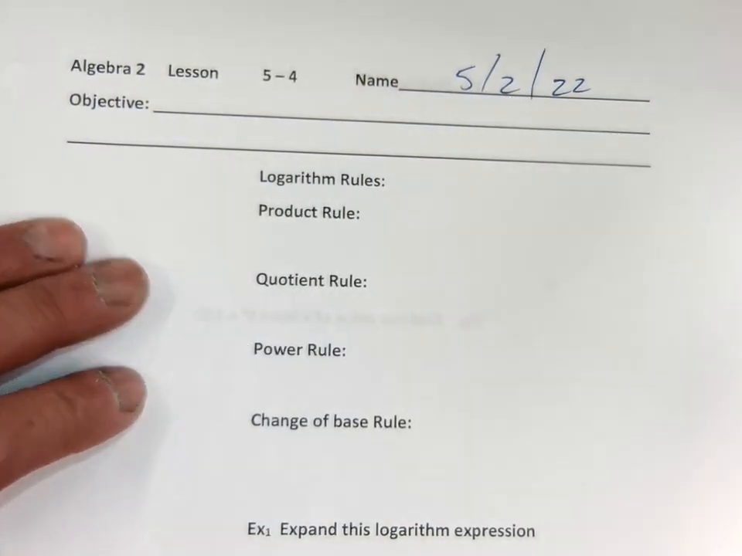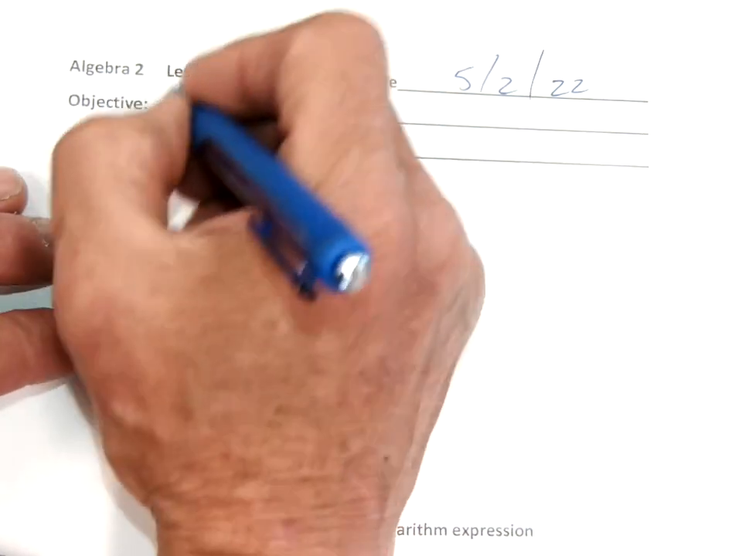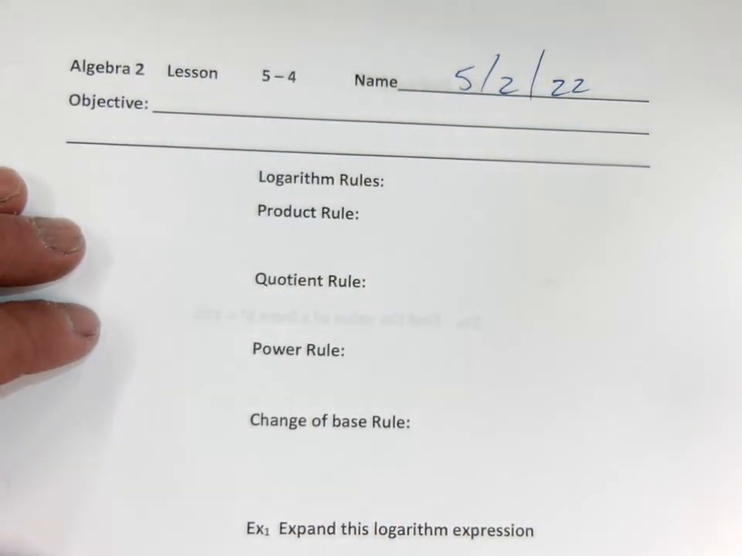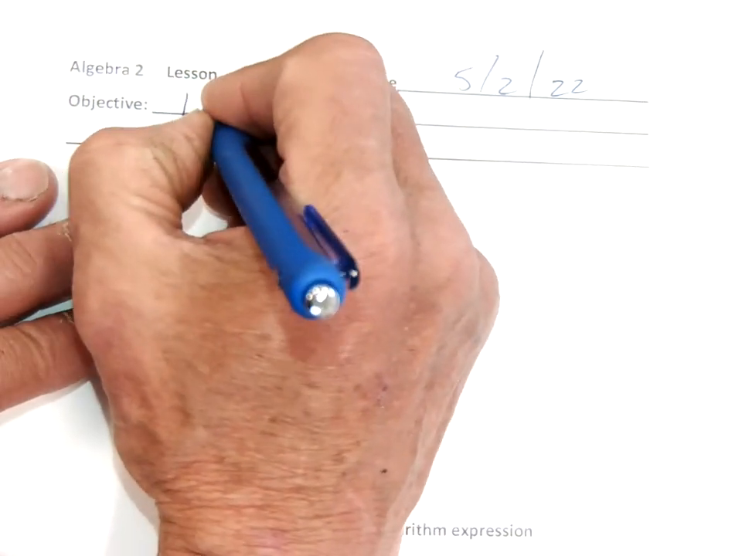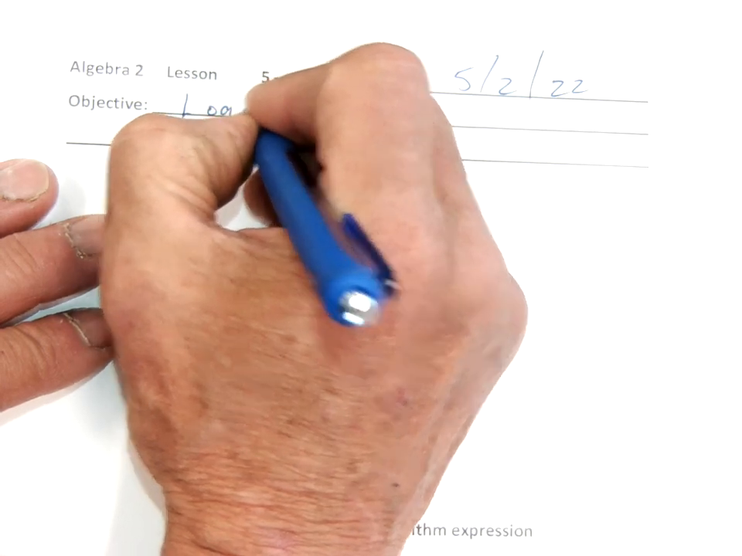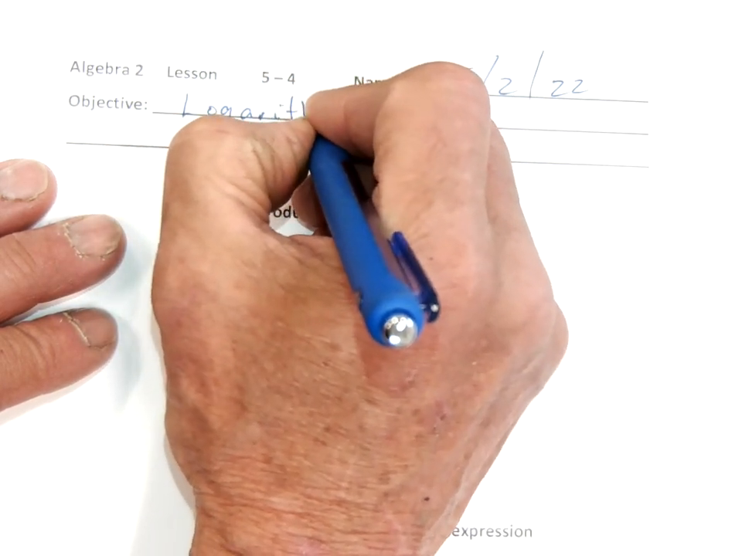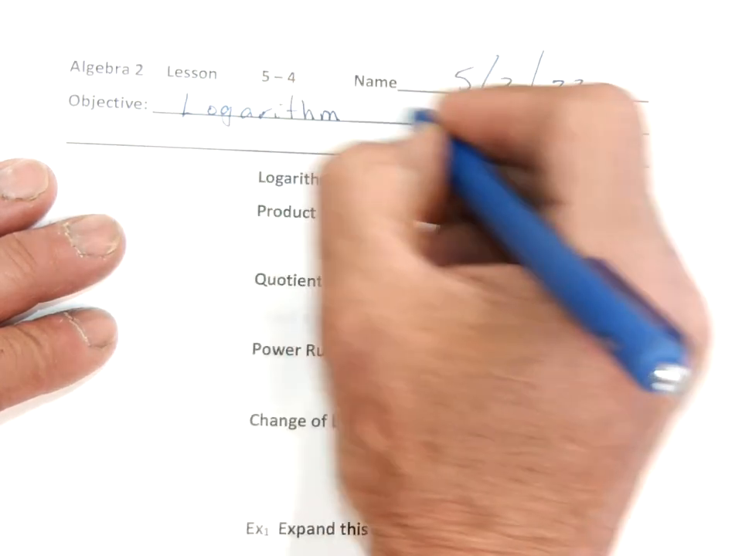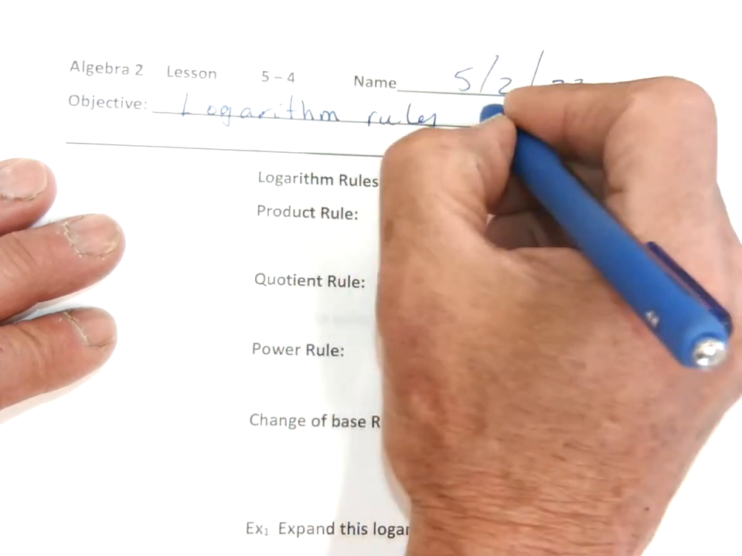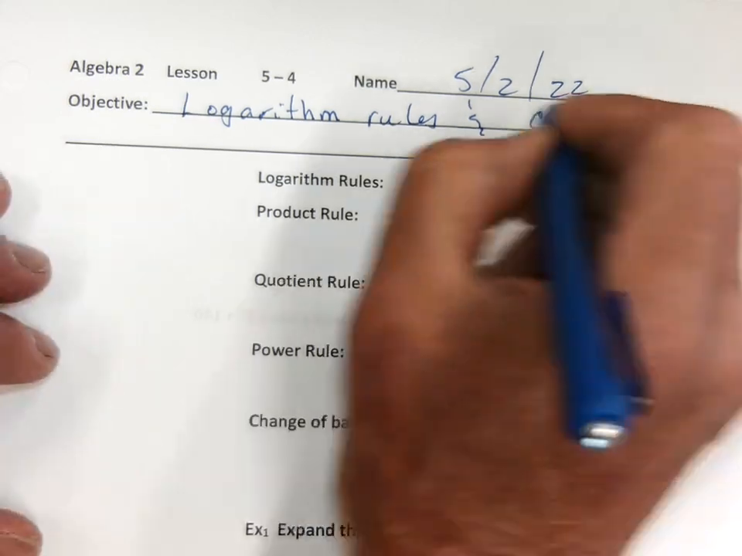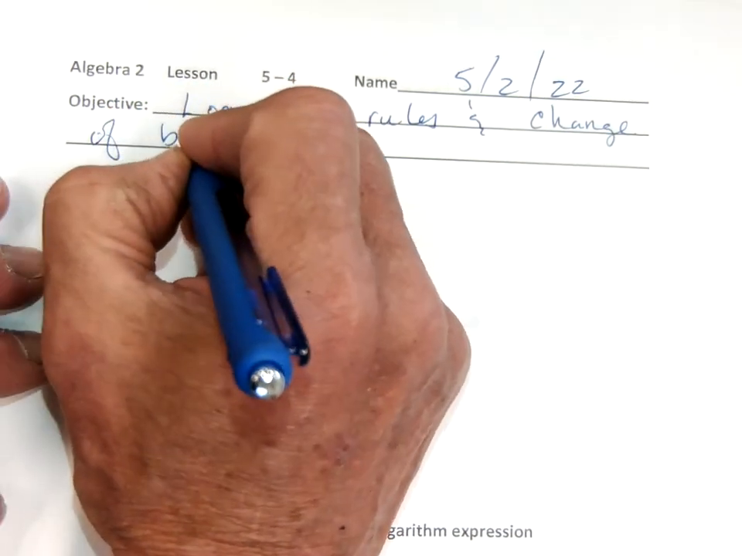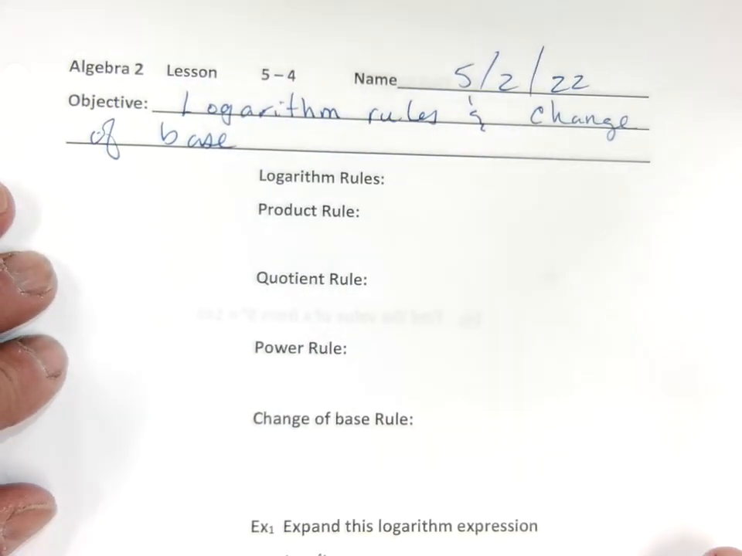5/2/22. Our objective is... You put the date on your name. I know, because I know my name. I do. So our objective is really to talk about logarithm rules and change of base.